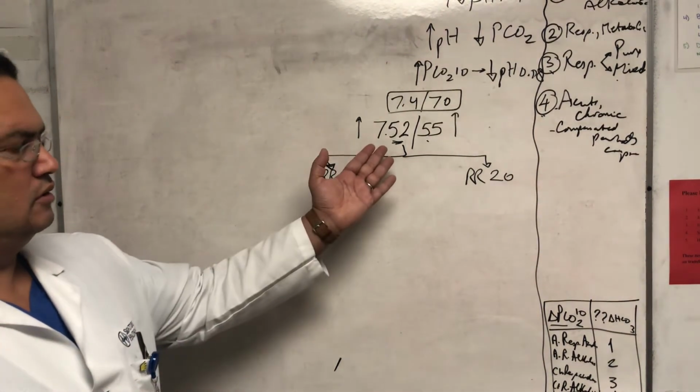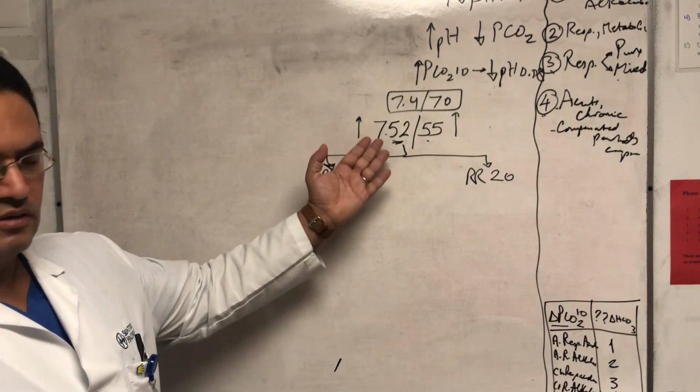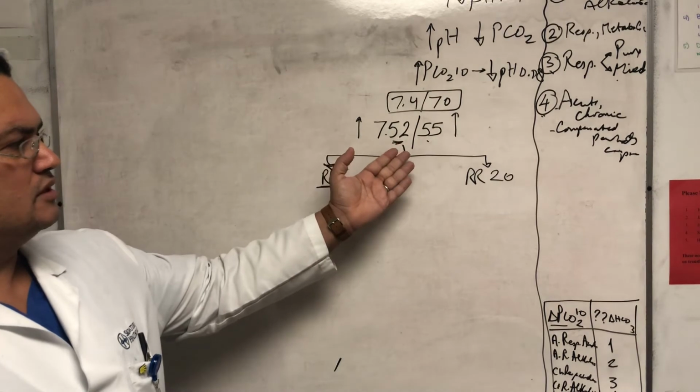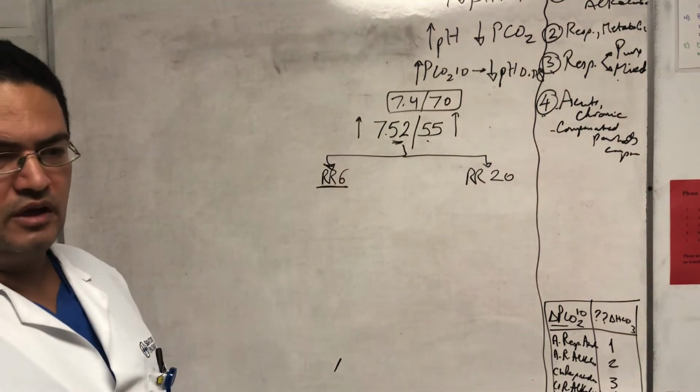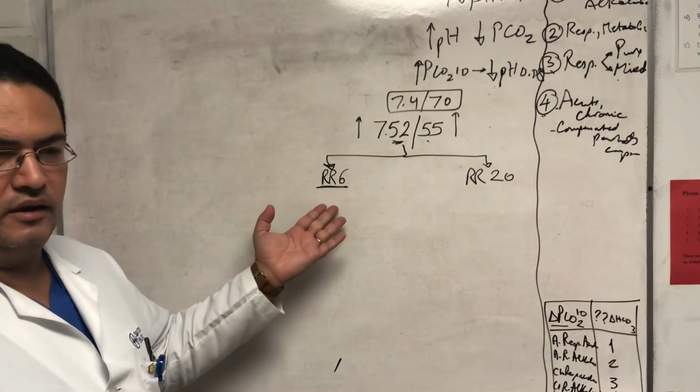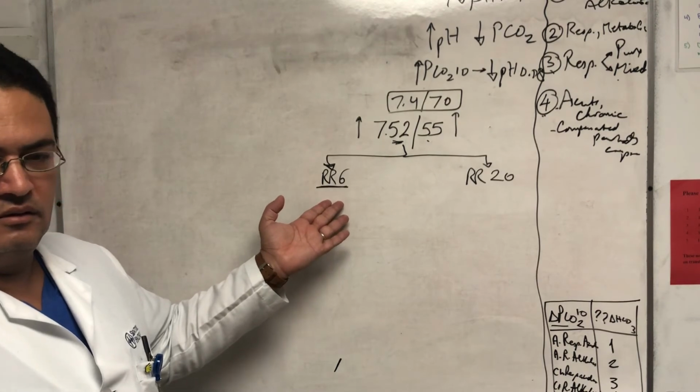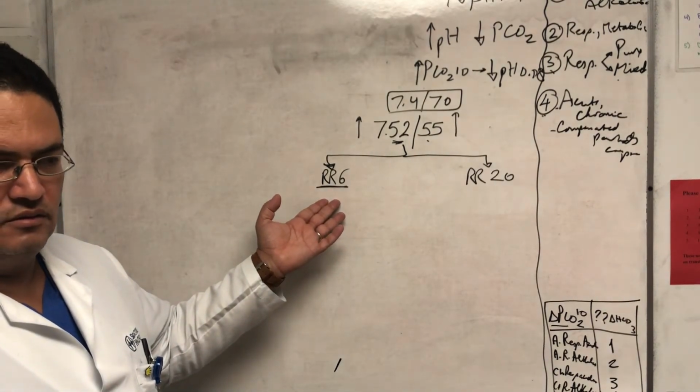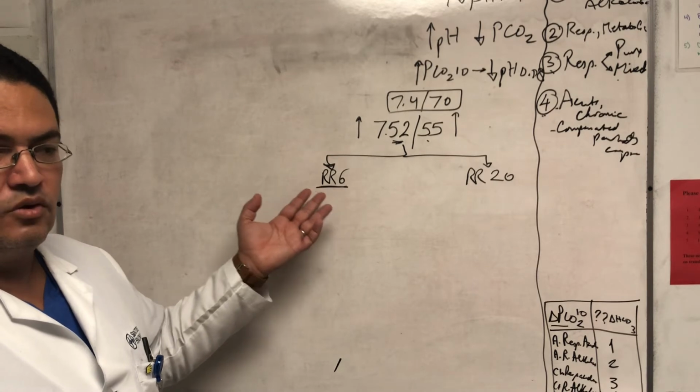So acute metabolic alkalosis, partially compensated by respiratory acidosis. Anything else you want to say here, in addition to all of this? So let's think about it.